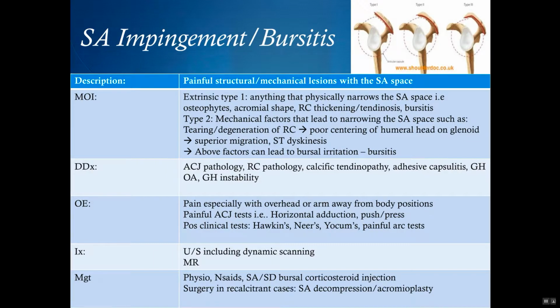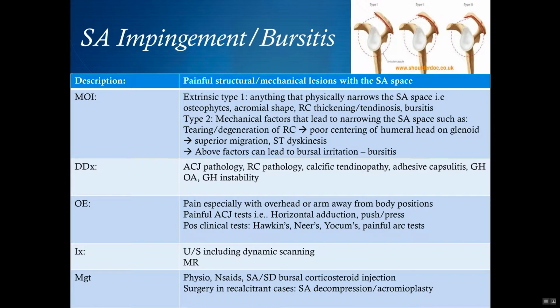In terms of investigations, dynamic ultrasound can be quite useful to confirm impingement and also to look at the subacromial bursa for signs of inflammation. An MRI can characterize soft tissue lesions a little bit better, but most times it is probably not necessary.